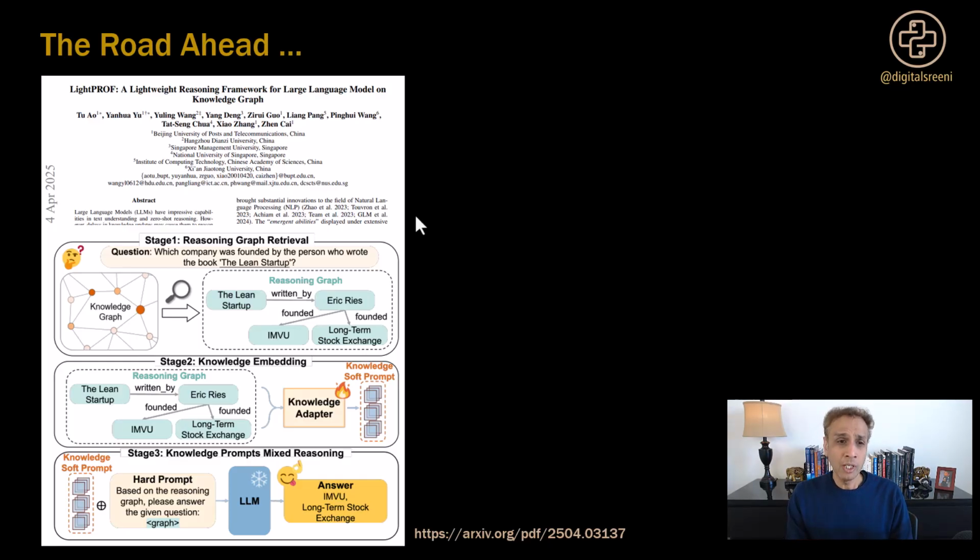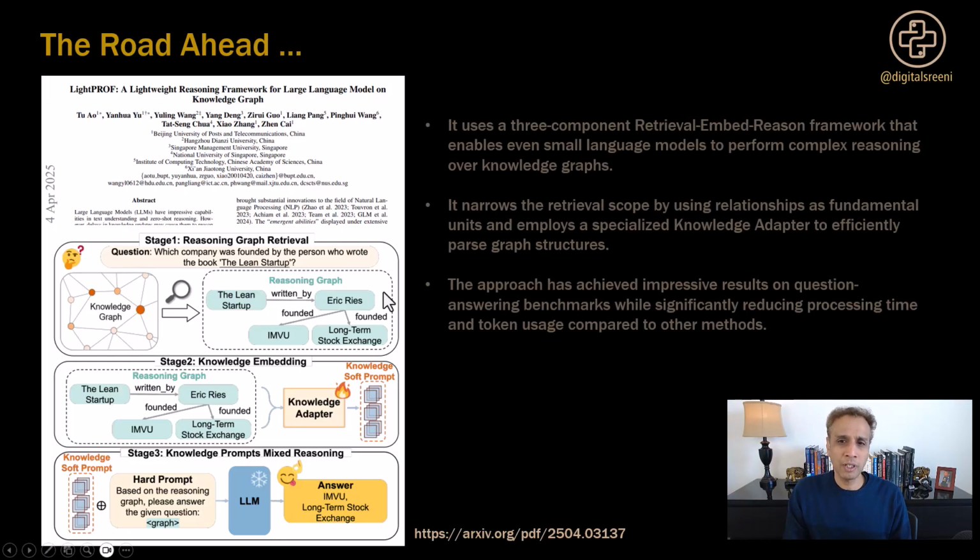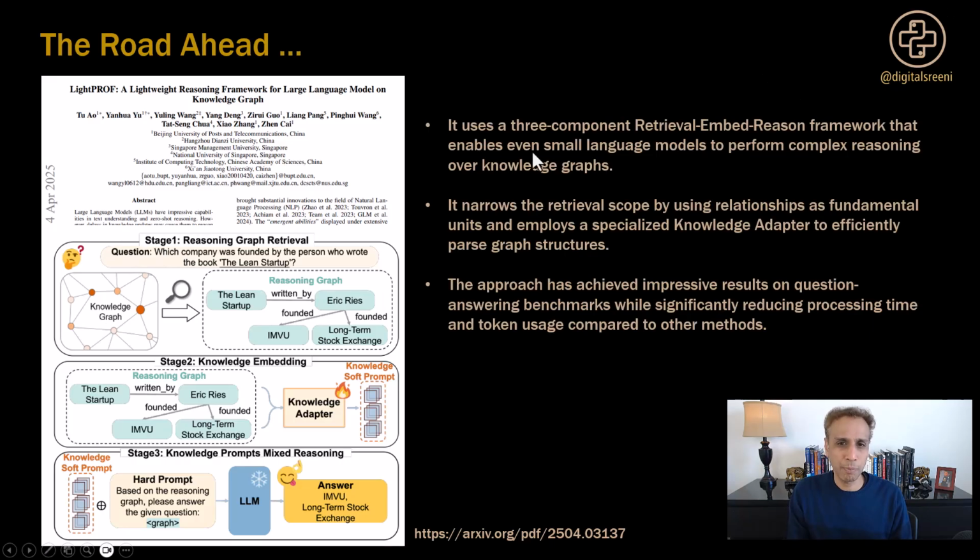In this paper, they're proposing a lightweight framework, and you can read all the text here. This is basically the summary I got, right? It uses a three-component retrieval, embed, and reasoning framework, I should say. And the goal here is, apparently, that even small language models can perform complex reasoning over knowledge graphs.